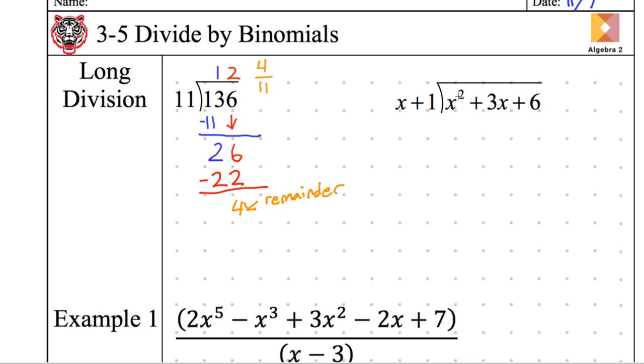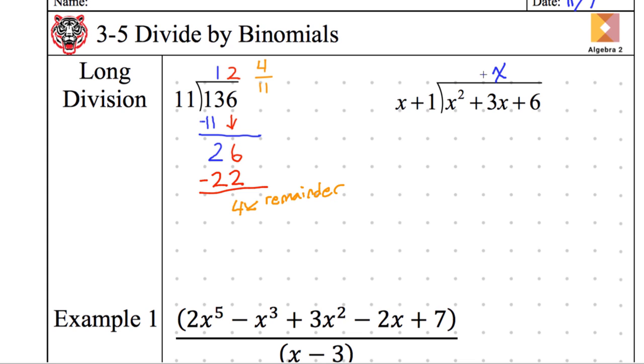One x. And where should I write the x? Should I write it here, here, here, the first, second, or third? Where do I write the x? Above the 6. Good guess, but no. I'm going to write it right here.